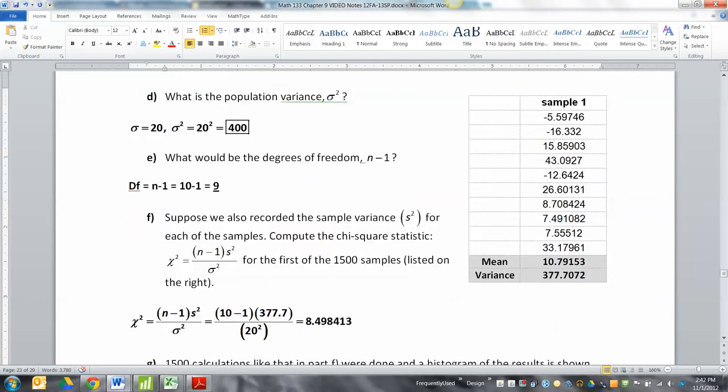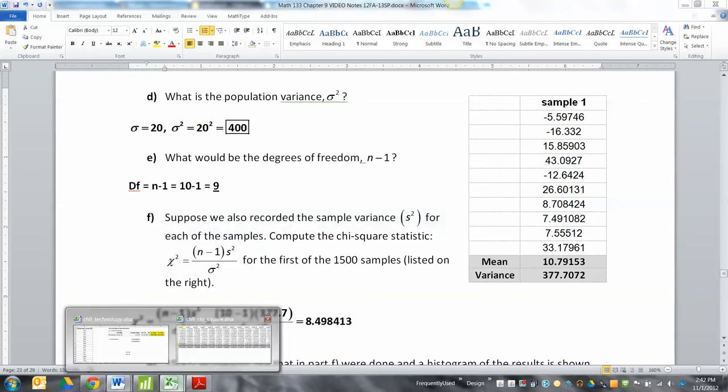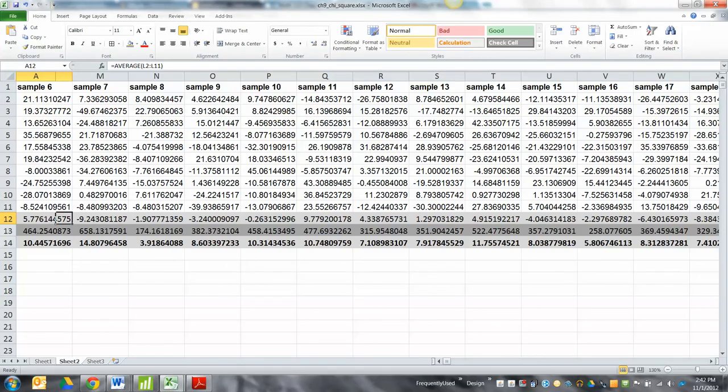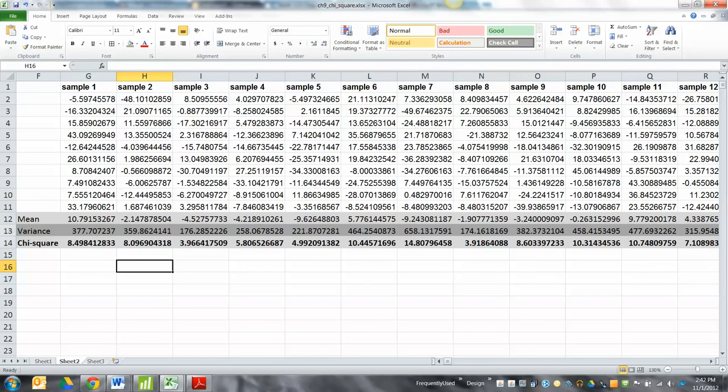All right, suppose we recorded the sample variance, S squared, for each of the following samples. So I did that. It's not hard to do in Excel, right? So I made Excel find the variance. You can see the formula. There we go. You can see the variance. I found the variance of this, and then I found it again and again and again. So I found the variances for all of our samples.